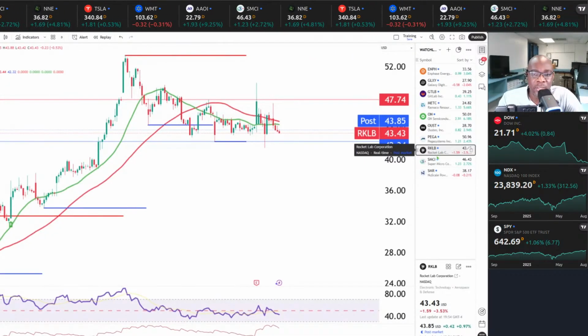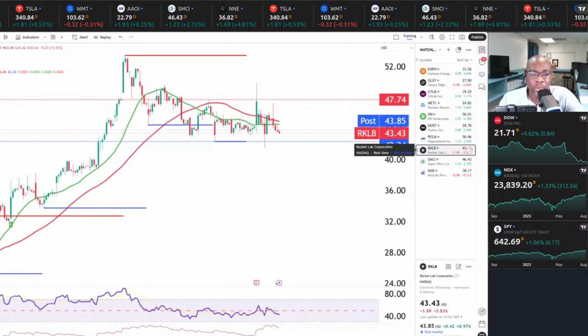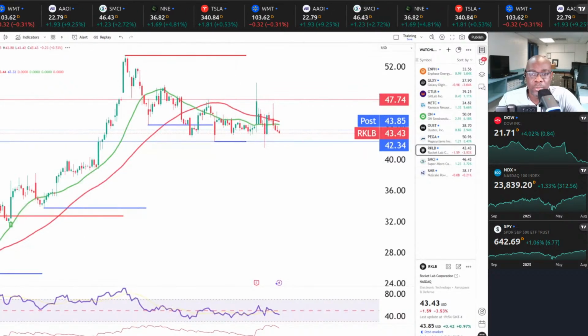And I don't normally like to stay in a stock for too long or trade it back to back, week after week. Let's see what's going on with this one.